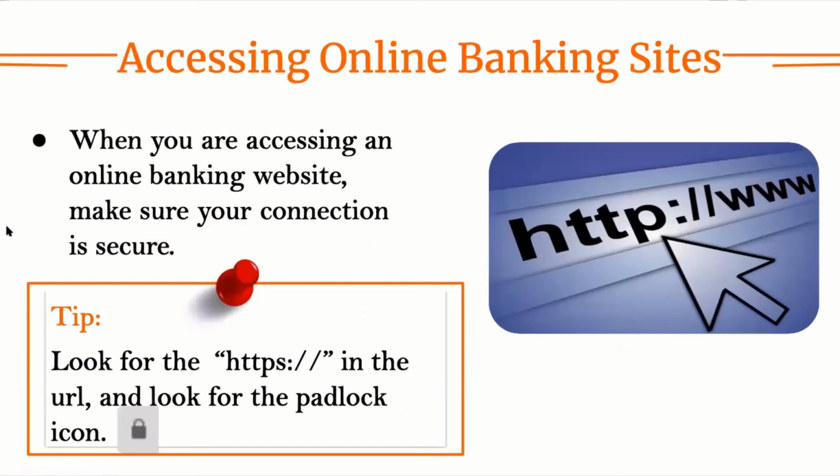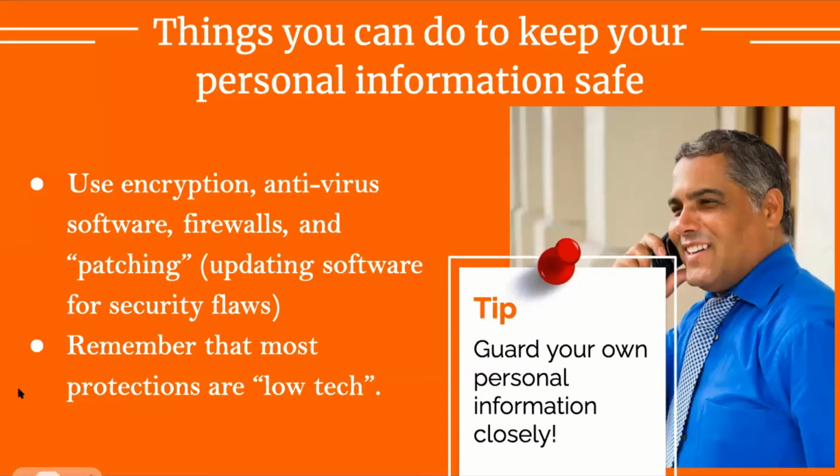Accessing online banking sites. When you are accessing an online banking website, make sure your connection is secure. Tip: look for the HTTPS in the URL and look for the padlock icon. Things you can do to keep your personal information safe: use encryption, antivirus software, firewalls, and patching, which is updating software for security flaws. Remember that most protections are low-tech. Tip: guard your own personal information closely.